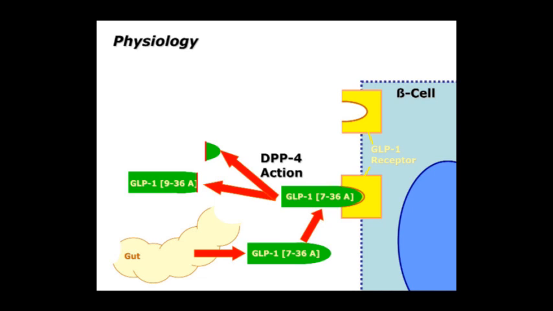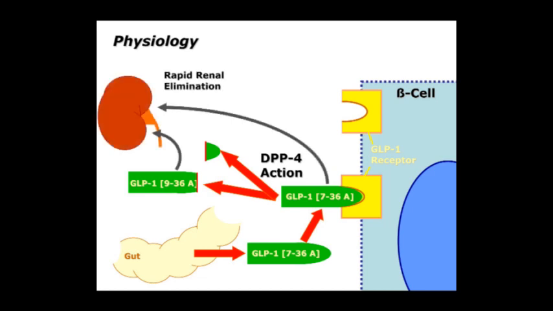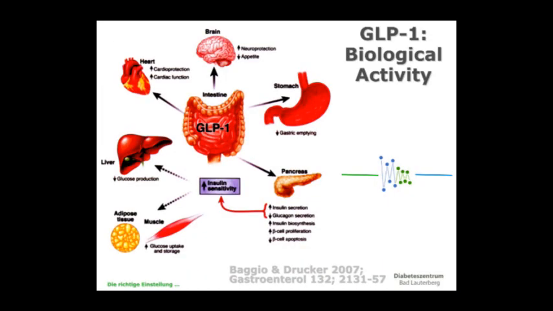In physiology, this is very rapidly degraded by the action of DPP-4, which removes the first 2 amino acids, and the resulting fragment, which is what we measure as total GLP-1, is no longer able to bind to this receptor and to stimulate insulin secretion. In addition, there is very rapid renal elimination of both the intact peptide and the fragment. And the half-life overall is just 1 to 2 minutes.